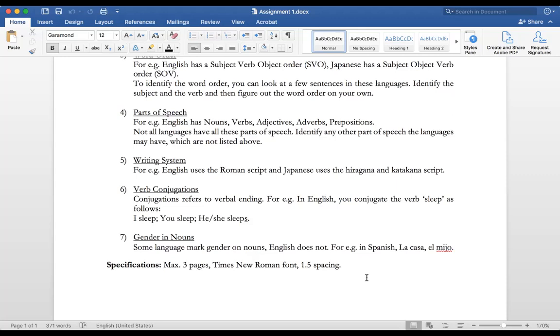Writing system. Does that particular language have a separate writing system? A lot of languages do have different writing systems, different from the Roman script. English uses the Roman alphabet, but Japanese, for example, uses the hiragana and the katakana kind of script. So does your language of choosing have a different writing script? Just tell me that terminology, right? That's all I'm looking for. This language uses X writing script. That's all you need to tell me there.